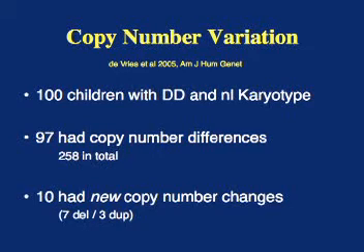In fact, some children had more than one copy number change because they detected a total of 258 copy number changes in those 97 children. So obviously, some children had more than one copy number change. However, only 10 children had new copy number changes that were not found in their parents. Of those, 7 were deletions and 3 were duplications. So the conclusion is that almost everyone has a copy number difference. However, most are not associated with disease, even though they include genes.